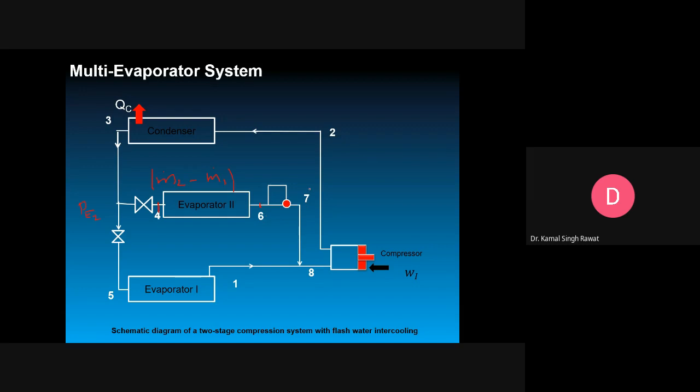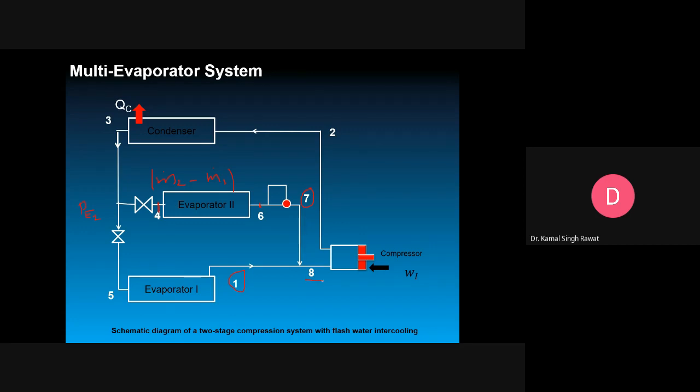Now this point 7 and point 1 are mixed. So the mass flow rate which is coming out from the second evaporator is M2 dot minus M1, and the mass flow rate which is coming out from evaporator 1 is M1 dot. So at point 8, how much mass flow rate do we have?